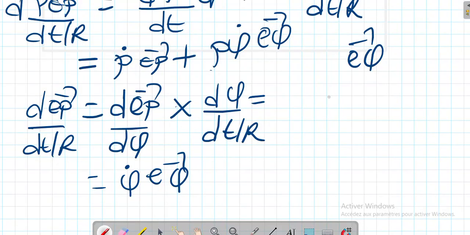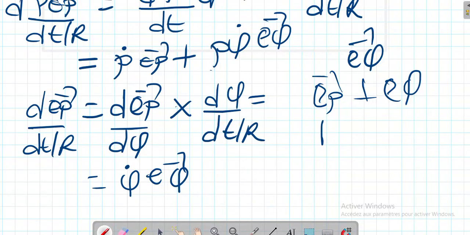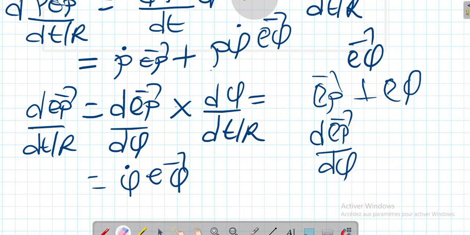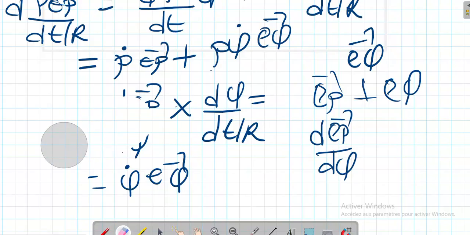In general, whenever you have two vectors that are perpendicular to each other, they always give the same answer. The derivative of this one is with respect to the angle and not time. Therefore, you have to complete the right hand side such that it's equal to the left hand side. So phi dot E phi. Okay? Alright. If you have a question, stop me.